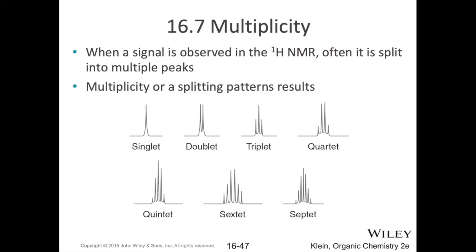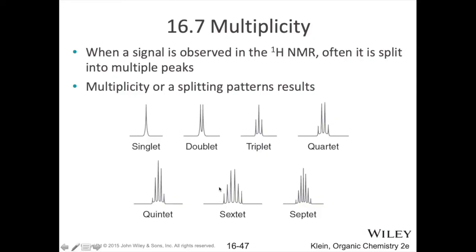And we give names to these splitting patterns to illustrate the number of times they're split. So a singlet is just a single peak like this. A doublet involves a double peak, a triplet is a triple peak, and so on. So you have a quartet, a quintet, a sextet, a septet, and so on.